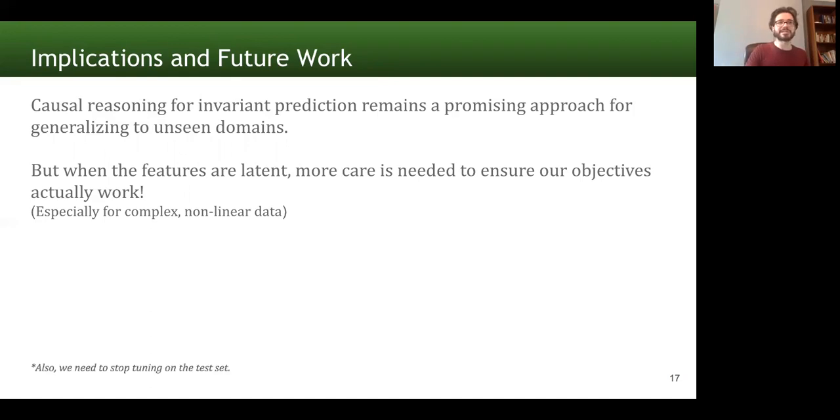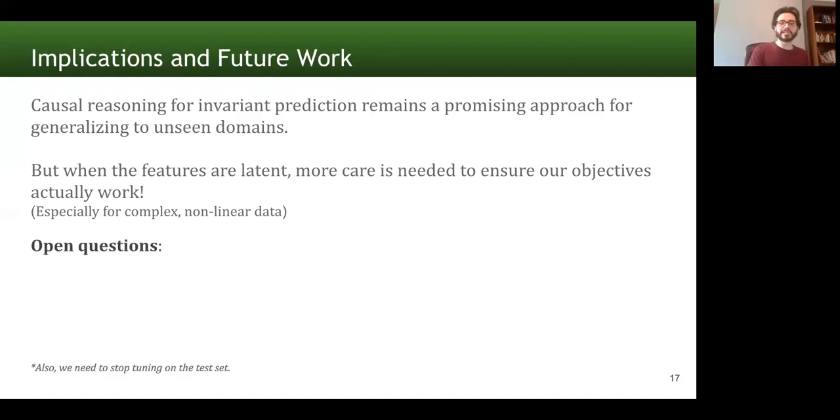Also, and this is going back to the question that was asked, we need to stop tuning on the test set. This has actually become persistent in all of these follow-up works: they present results as a proof of concept, but actually they've used the test set as a validation set to find the optimal hyperparameters. And as I mentioned, the work by Gulrajani and Lopez-Paz showed that in a fair setting where you don't cheat, none of these objectives outperform ERM empirically. So this work presents the theoretical corroboration for that observation.